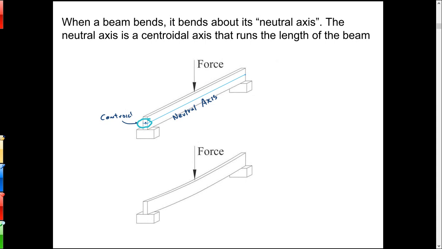So when we find this moment of inertia for a beam, typically what we do is we find it about the neutral axis.